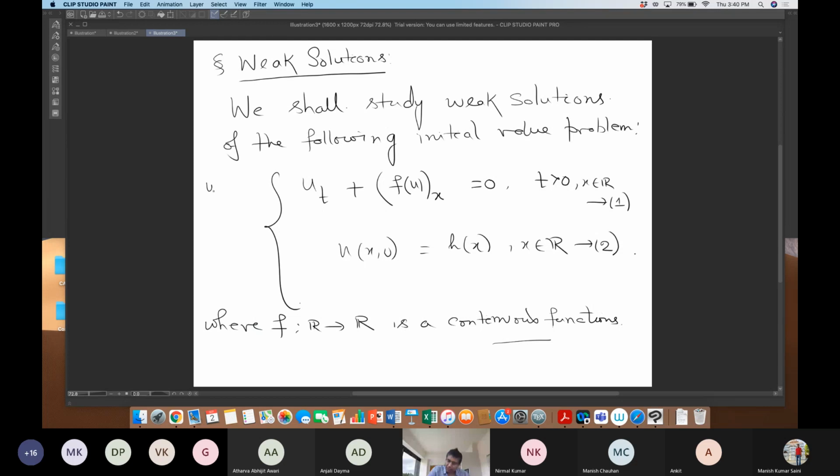So u is a function of x comma t, where t is positive. This is your domain, and the initial condition is given as usual at t equal to 0, this line. So the equation is given in this space, and you want to study how to define a weak solution, with f given to be a continuous function.